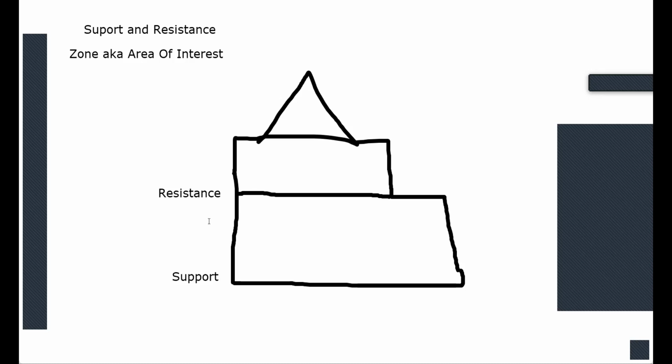Same thing with the resistance. The resistance is the ceiling. So when the trade is going up, if you have activity that shows you every single time it hit that certain area, it came back down, then that shows you resistance.